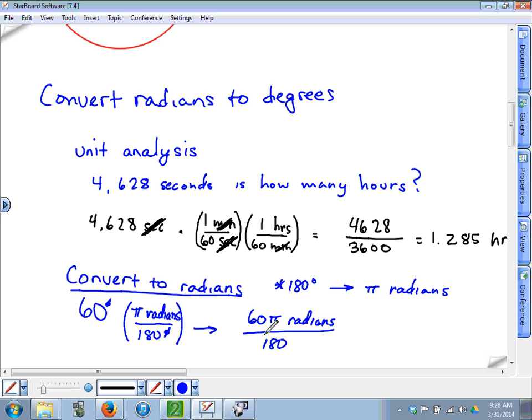Simplify the fraction 60 divided by 180. We need to simplify this fraction in front.